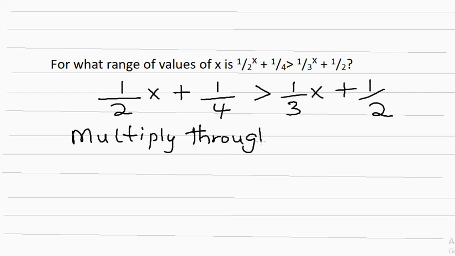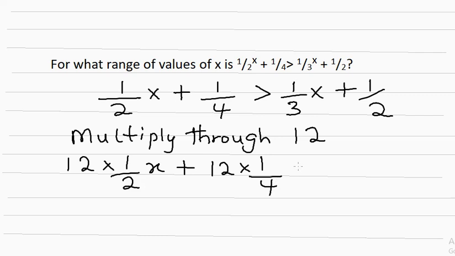So what is the LCM of 2, 4, 3, 2? That should be 12, because 12 can be divided by all these factors without remainder. So we'll multiply through by 12. Let's do that. That's going to be 12 times 1 over 2x plus 12 times 1 over 4 is greater than 12 times 1 over 3x plus 12 times 1 over 2.